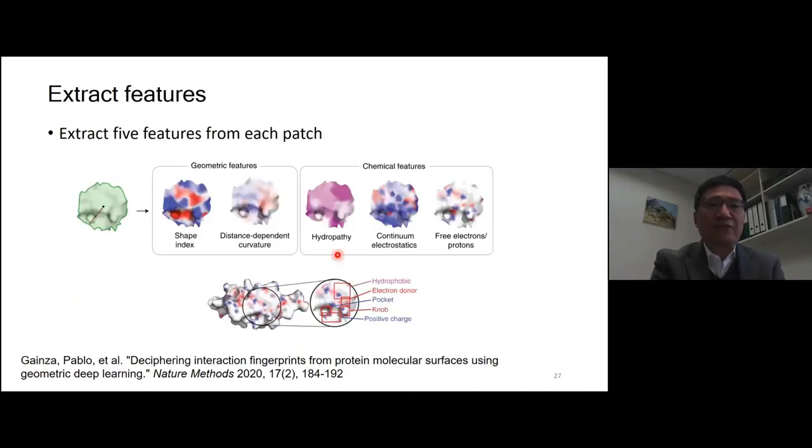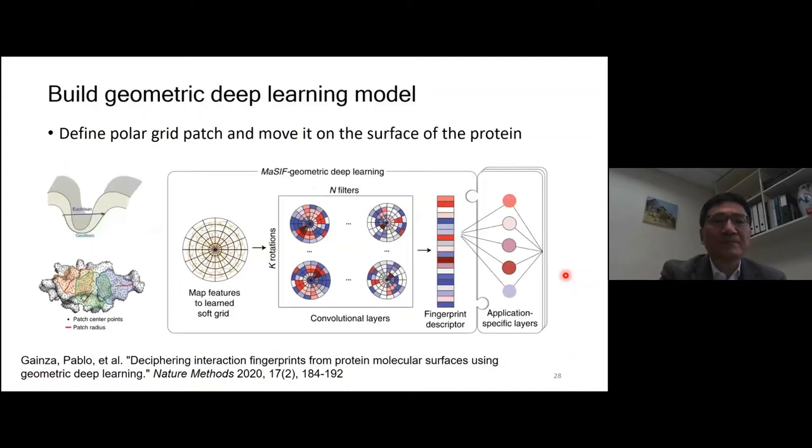And we extract the five features from each, for example, from shape, from the distance curves, hydropathy, so these are the chemical features, and electrostatics, free electrons and protons and so on. So we extract these five features from each. And then we can build a geometric deep learning model, to define the polar grid patch and move it on the surface of the protein. Okay. As I showed you in the flow chart here, these are the convolutional layers, and we have the fingerprint descriptors, and then these are the application-specific layers.